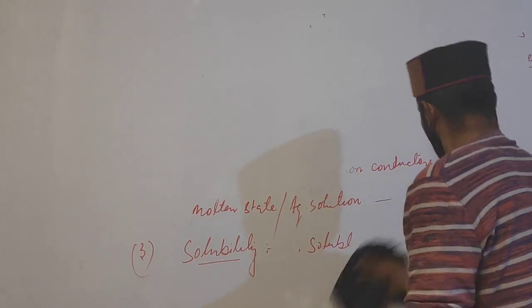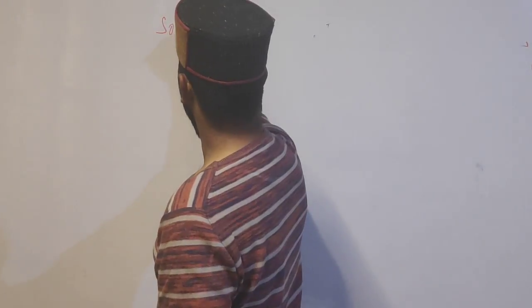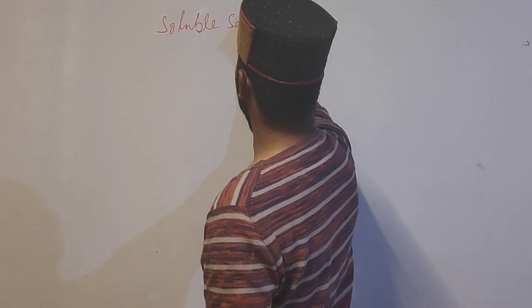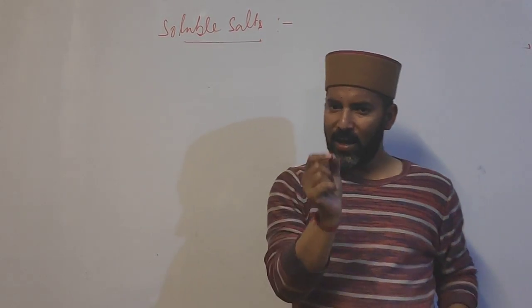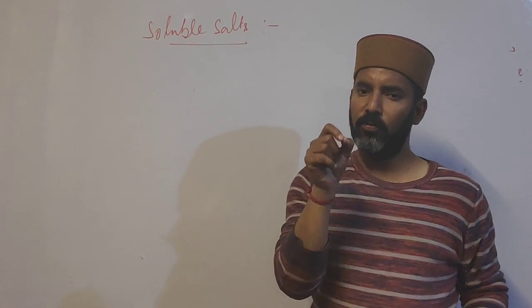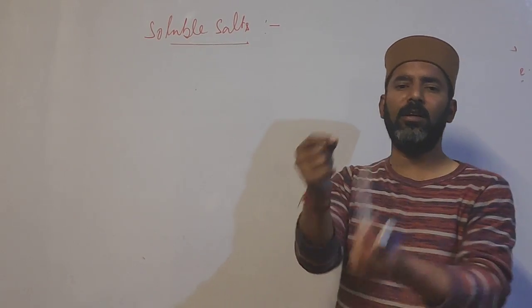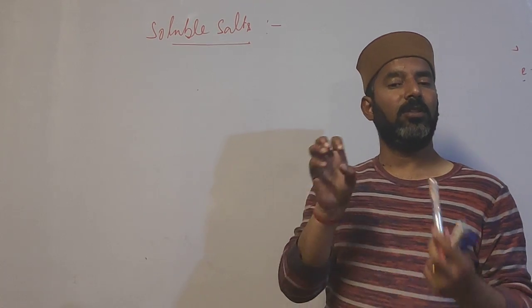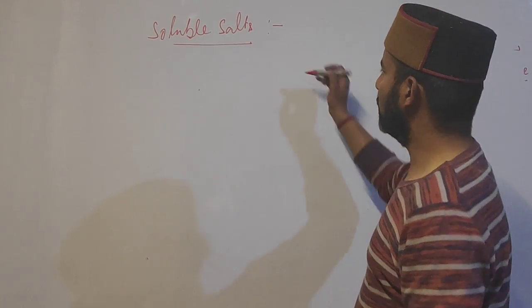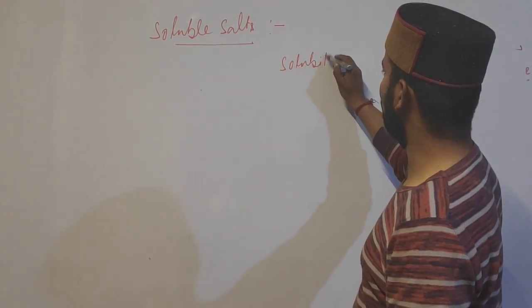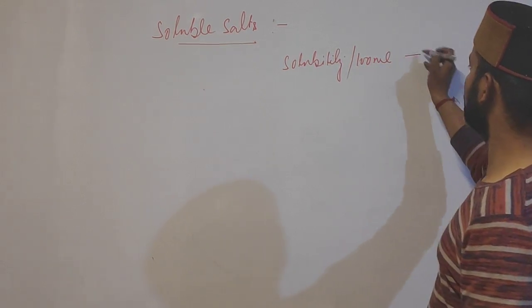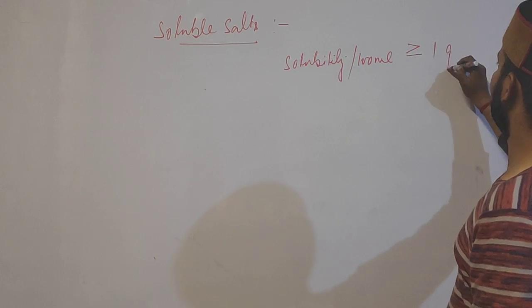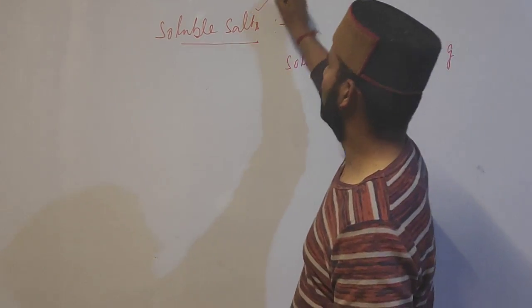First, soluble salts. Now students, what is a soluble salt? Now listen carefully. If 1 gram or more amount of a salt dissolves in 100 milliliters of water, we say the salt is soluble. So whenever the solubility of the salt, per 100 milliliters, is equal to or greater than 1 gram, we say the salt is soluble.